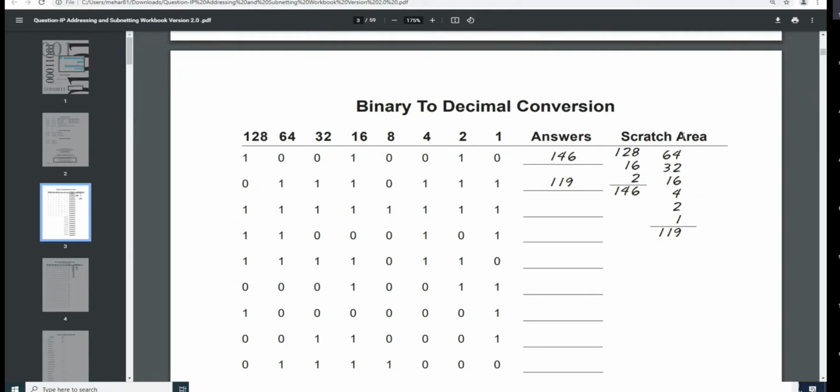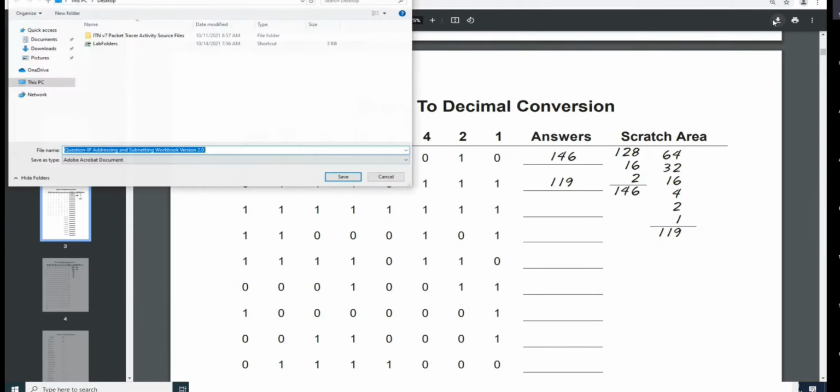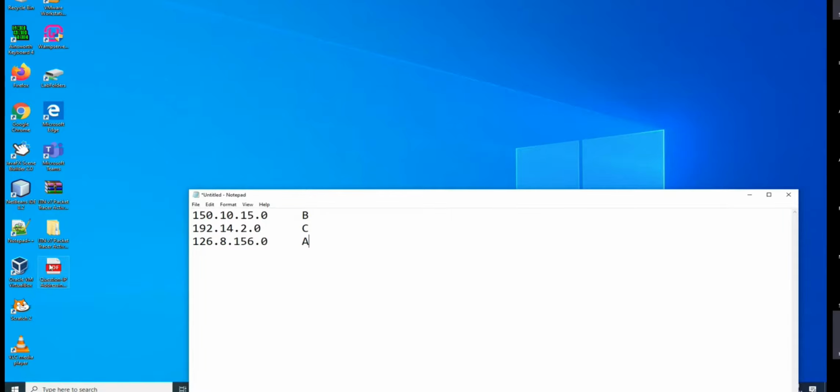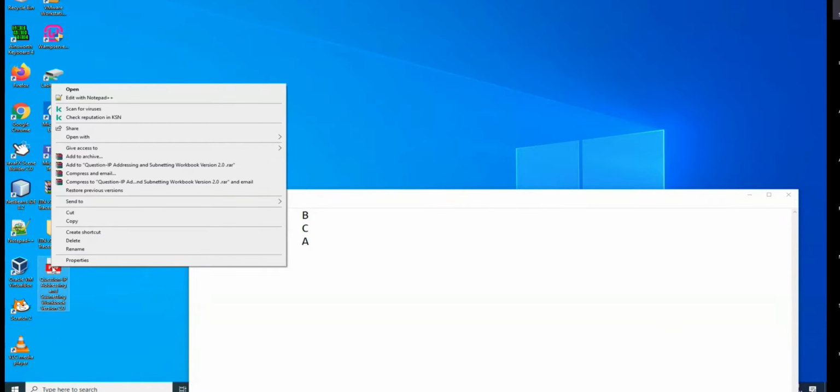Do you have some idea? Yes, any one of you? Yes, please. Anyone? No one has the idea? You don't know how to convert decimal to binary.